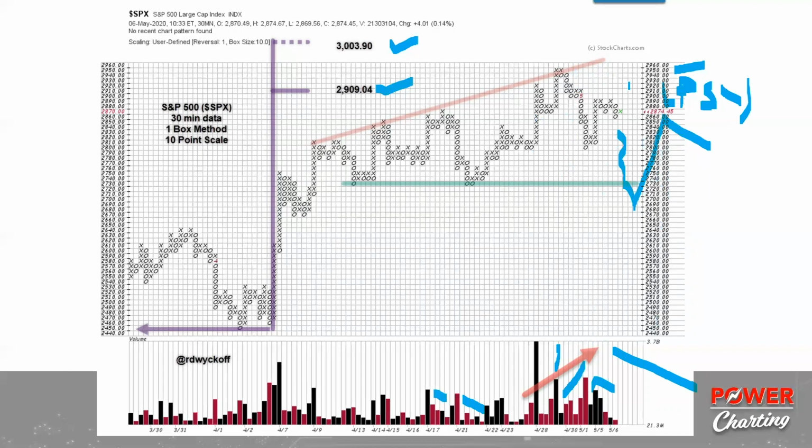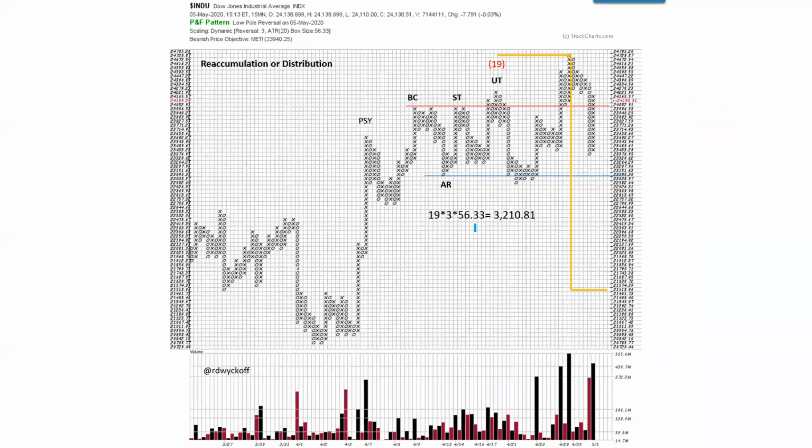Otherwise, we will be on our toes for this to be a cause built, and in the case of distribution for a down count or reaccumulation for an up count, and we know what we need to see from here for that to unfold. Now here's the Dow Industrials, similar time frame.